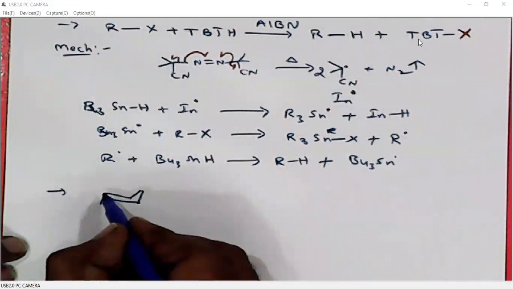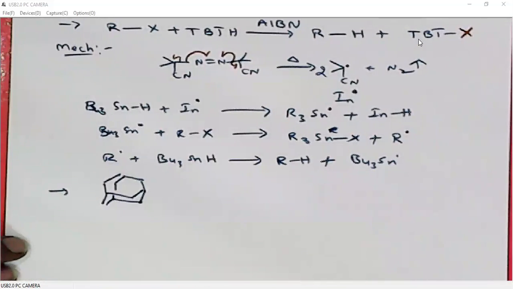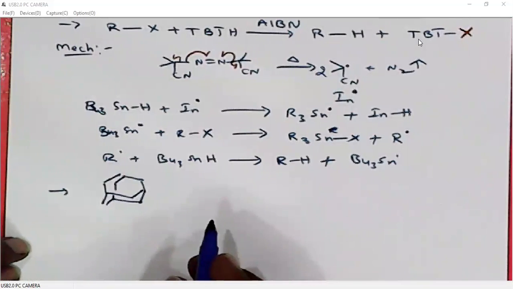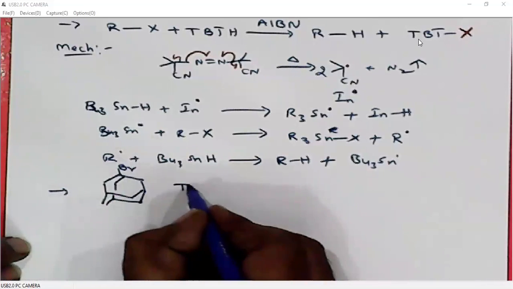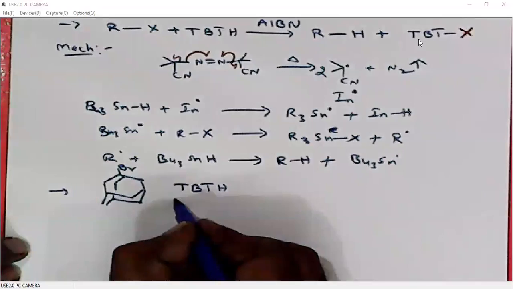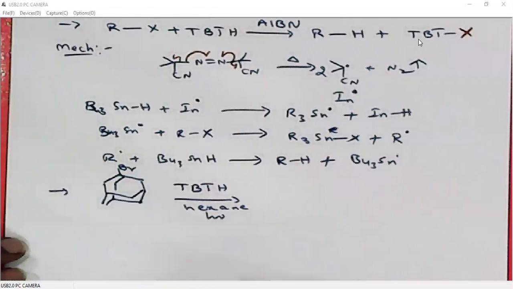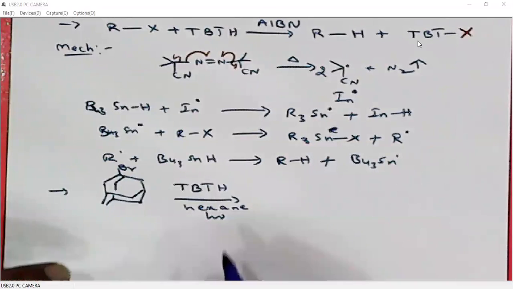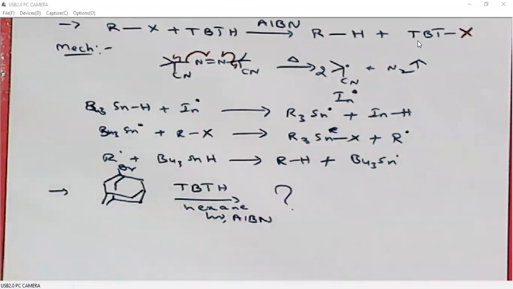I'll give you some examples. Adamantyl bromide, when it is treated with TBTH in hexane under photochemical conditions and radical initiator, what is the product? Just remove this halogen, that's it.